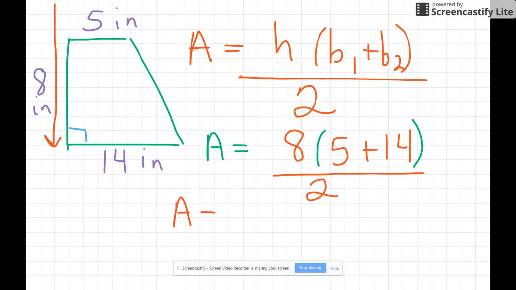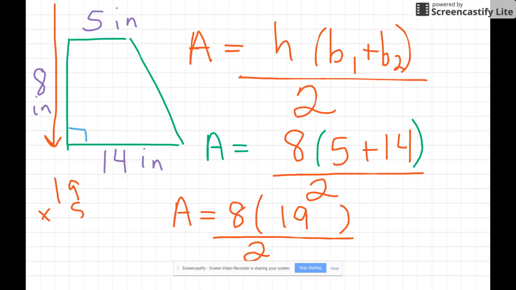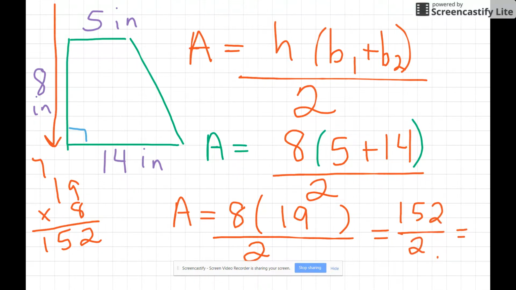So the area of a trapezoid is the easiest thing to do. It's the sum of the bases, 19, times the height divided by 2. Now 19 times 8 does not belong in our procedure, so we can do that math over here. So we'll get 152 for 8 times 19, and 152 divided by 2 is, that's right, 76. Now our label is inches squared because it is, after all, area.